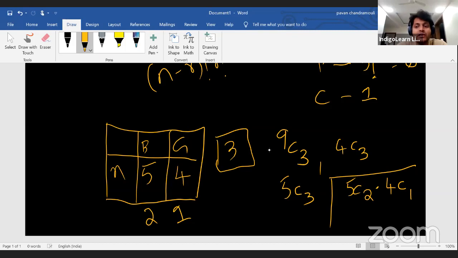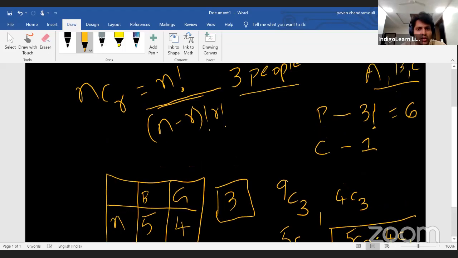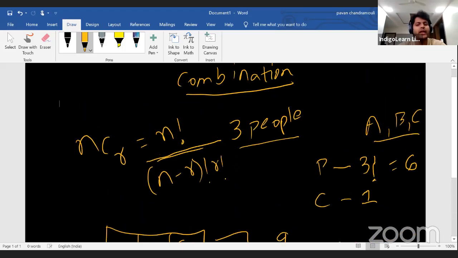So that's basically the difference between permutation and combination. Hope everyone is clear with this. We can also do some problems on combinations. Problems on combinations are always done where we have some restrictions with respect to people. As you can see, the nCr formula is n factorial by (n minus r) factorial into r factorial.